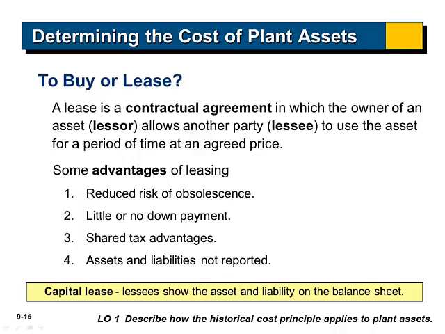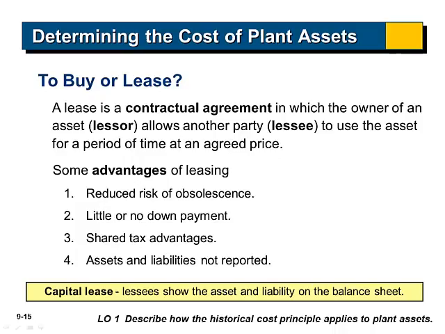One thing when we are talking about long-term assets, oftentimes we have the option to either buy a long-term asset or to lease a long-term asset, like a delivery truck or a copy machine. Buying or leasing is an option, and I know you're familiar with the term leasing, but a lease is a contractual agreement in which the owner of an asset, the lessor, allows another party, the lessee, to use the asset for a period of time at an agreed price.